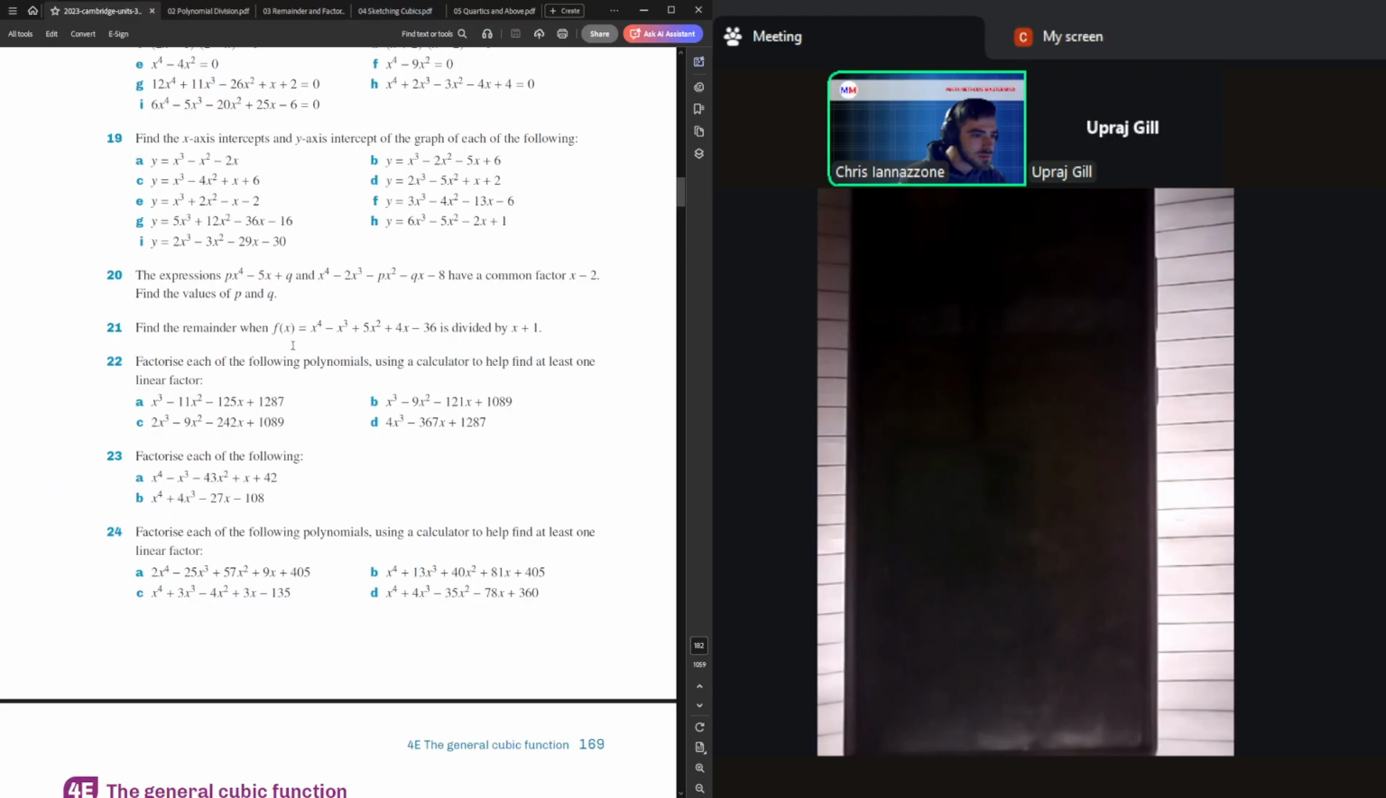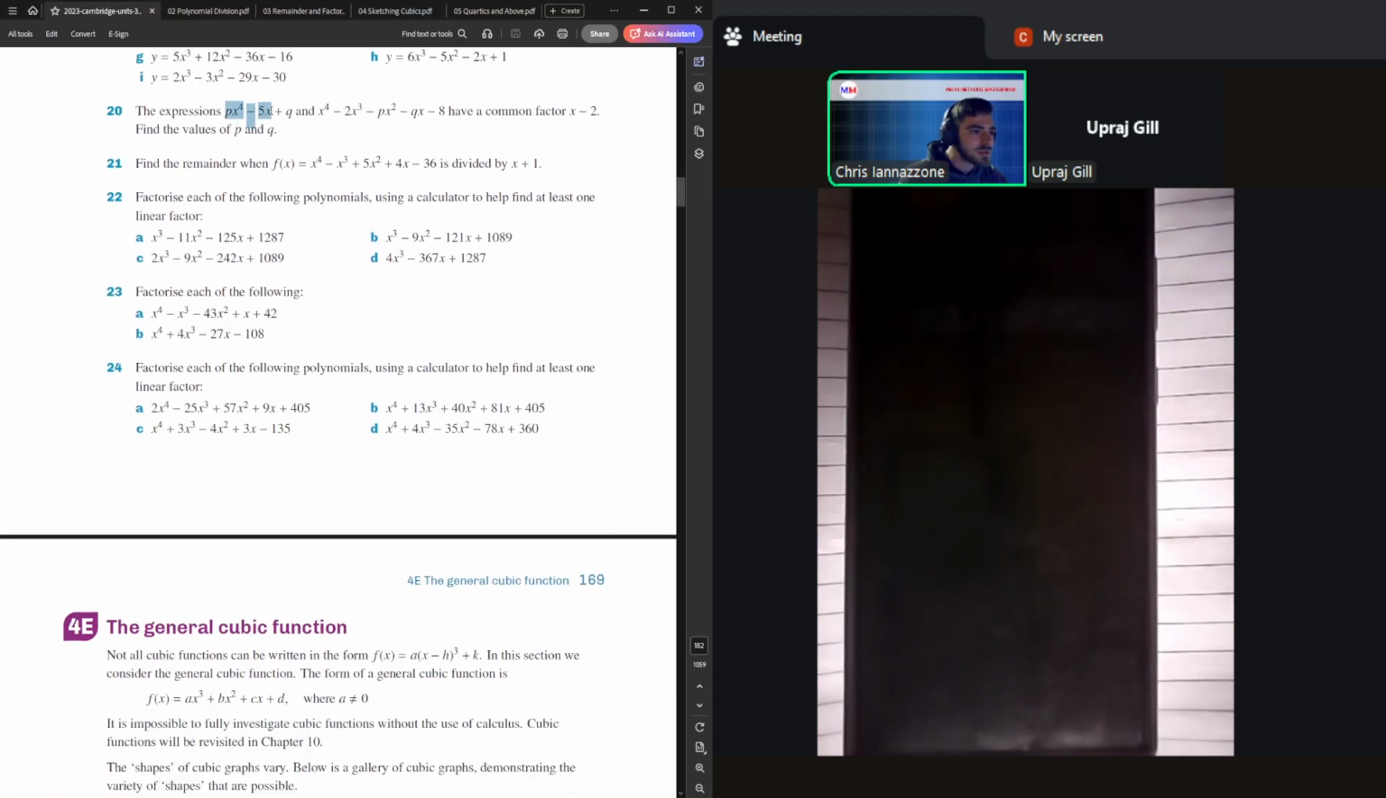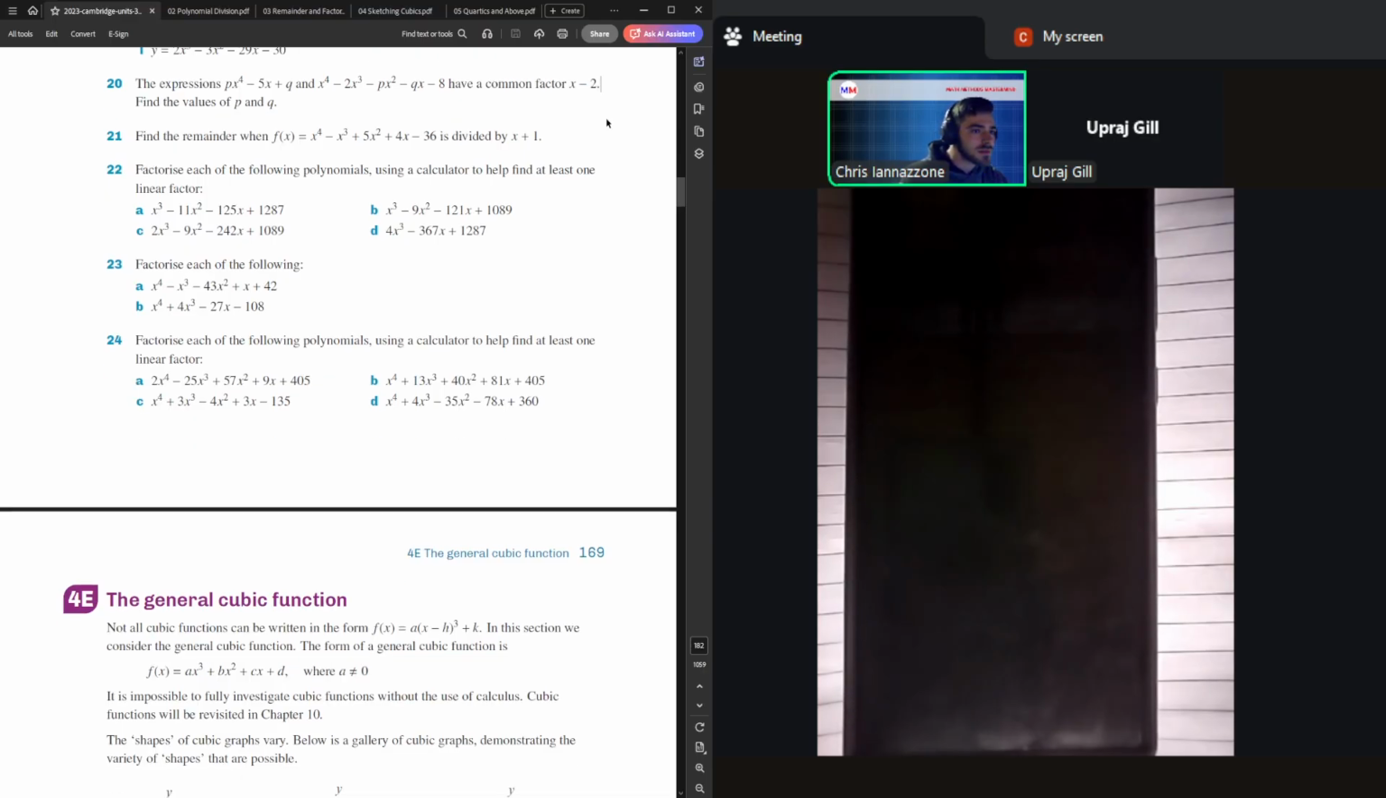This might be interesting. Question 20. You've got P and Q in two separate quartics. They have a common factor x minus 2. Maybe not that unique. Maybe have a stab at it anyway. All right.